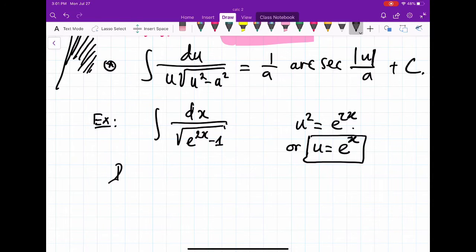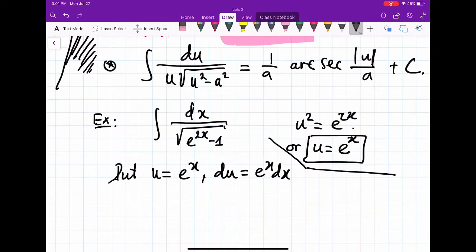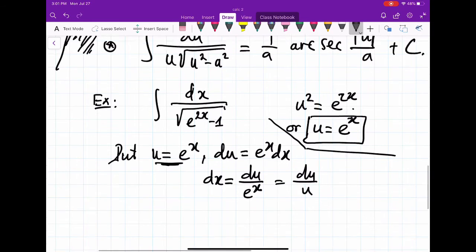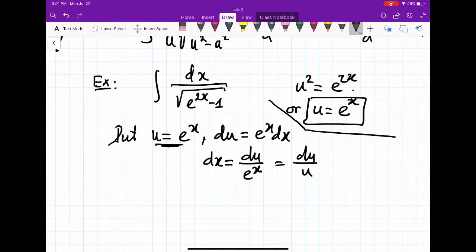If you put u equal to e to the x, you have du is e to the x dx. And then, what is dx? From here, you solve for dx, you get du over e to the x, right? But what is e to the x? That is u. So you have du over u. Okay?